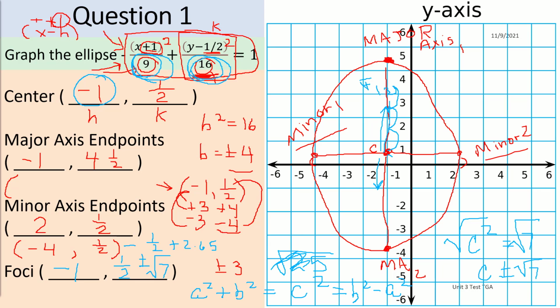Now, to plot the foci, if you notice, I went ahead and took the square root of 7 and I'm going to use that as an approximation. I'm going to round it to the nearest hundredth. And so I'm going to be adding and subtracting 2.65 to 1/2. Move up and down and get an approximate place. That doesn't have to be perfect because we are taking the square root of 7. But get those 2 points plotted on the graph for this problem.